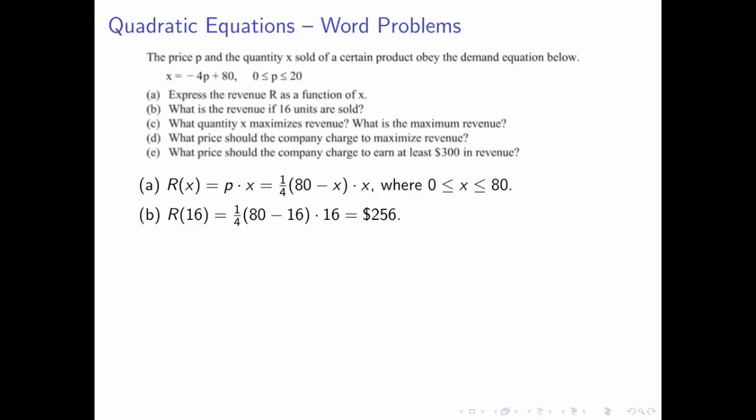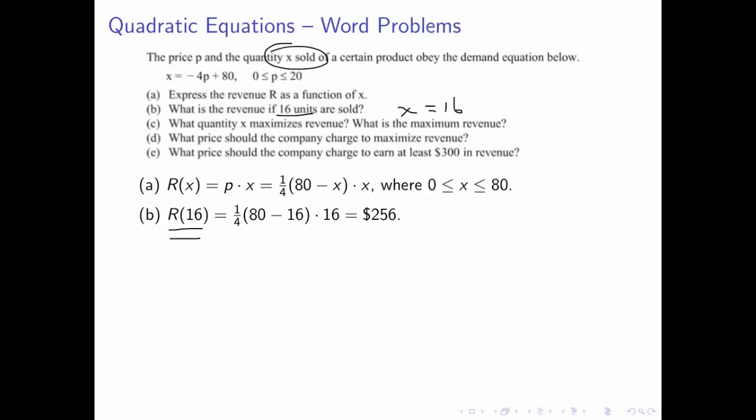It's not really part of this problem, but it is part of other problems in this unit. So the part B is really just making sure you understand what you just found. It asks what the revenue is if 16 units are sold. So 16 units is telling you the x value. Remember, x is how many you sell. So if they tell you that 16 are sold, that's telling you that x is 16. And so the question B is really just asking, what is the value of R of 16?